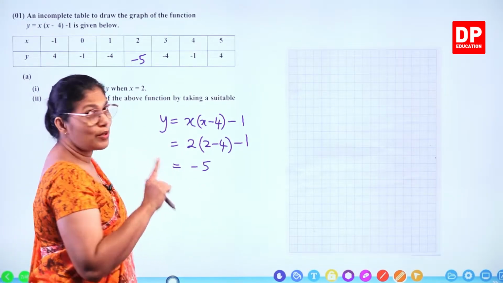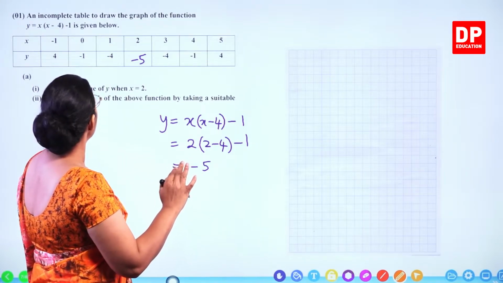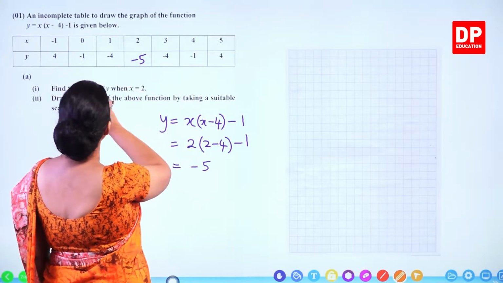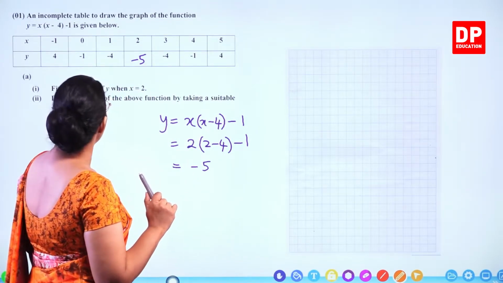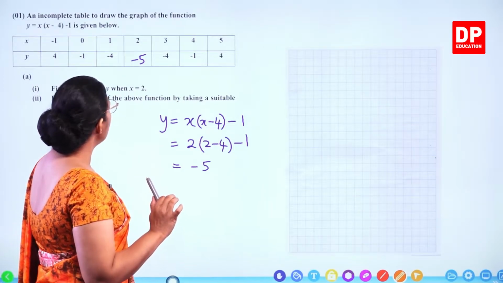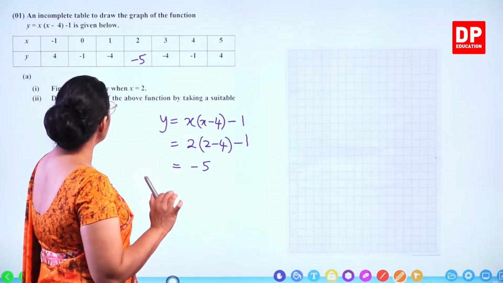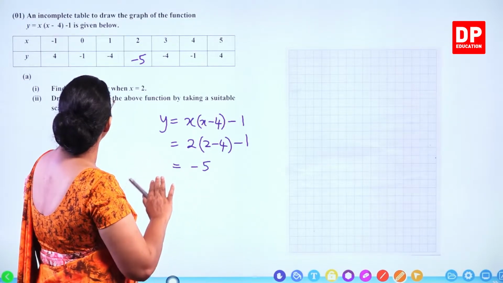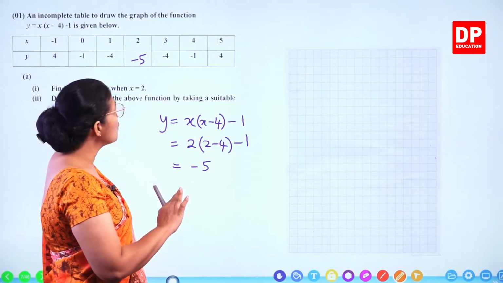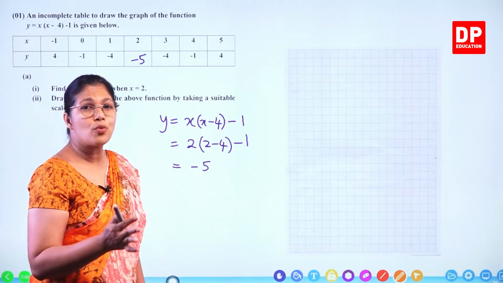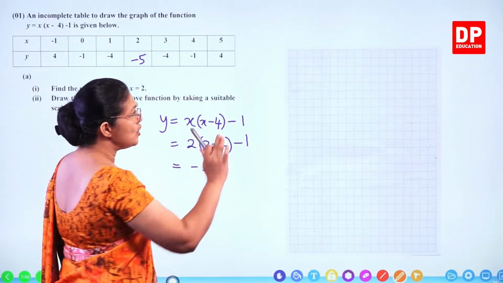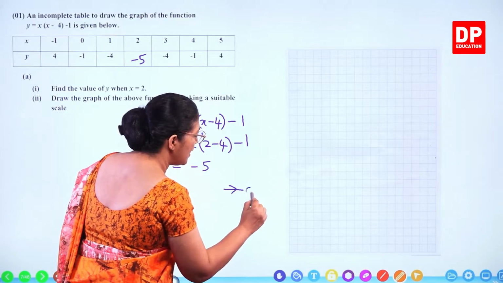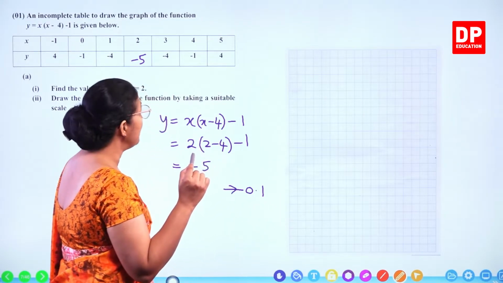So by looking at the table, we can see that this is the vertex point because this is symmetric. This side and this side, both are symmetric. Then draw the graph of the above function by taking a suitable scale. The scale is not given. Look at the graph. You have to draw from minus 1 to 5. So we'll take 10 squares, 1 unit. When you take 10 squares, 1 unit, every very small square is 0.1, 1 over 10.